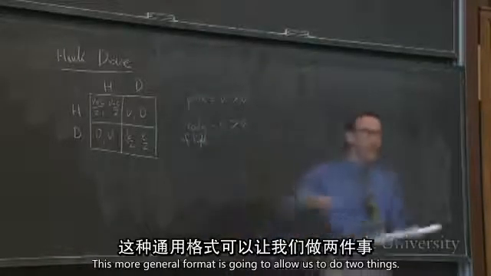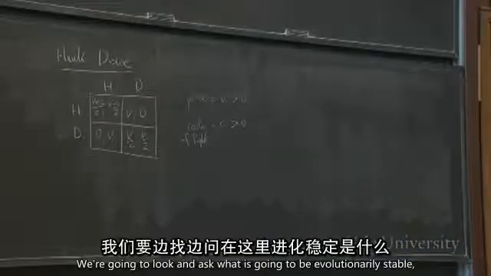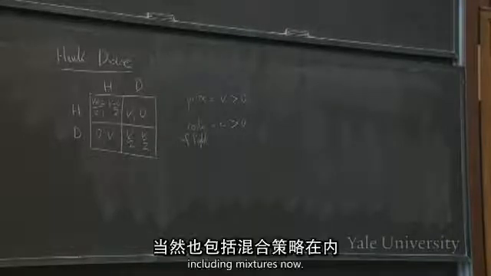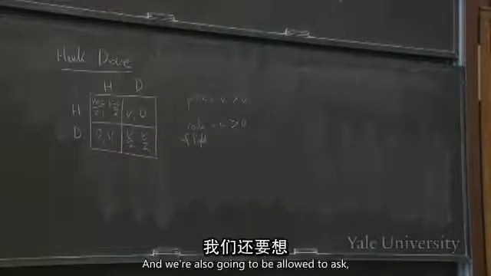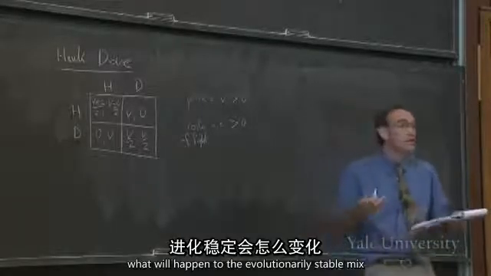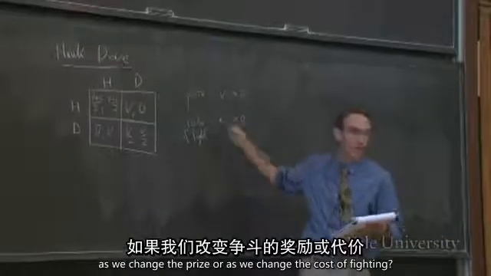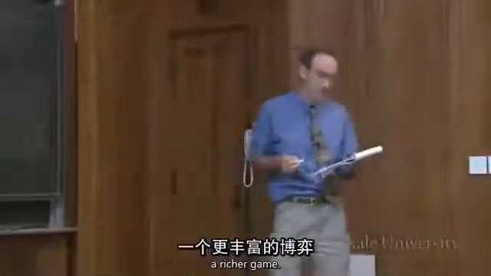And this more general format is going to allow us to do two things. We're going to ask what is going to be evolutionarily stable, including mixtures now, and we're also going to be able to ask, what will happen to the evolutionarily stable mix as we change the prize or as we change the cost of fighting? Seems a more interesting, a richer game.